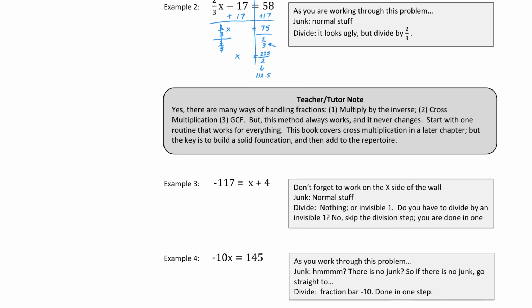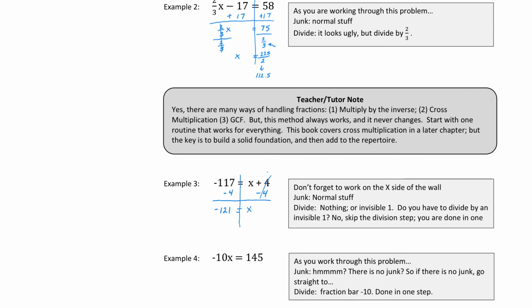Now the reason example 3 is there is the obvious reason: x is on the other side. So we know that we have to get rid of the junk over here, which is a positive 4, so we're going to subtract 4 from both sides. Draw our total line. Now we're bringing x down, and we end up with negative 121 on the left side.